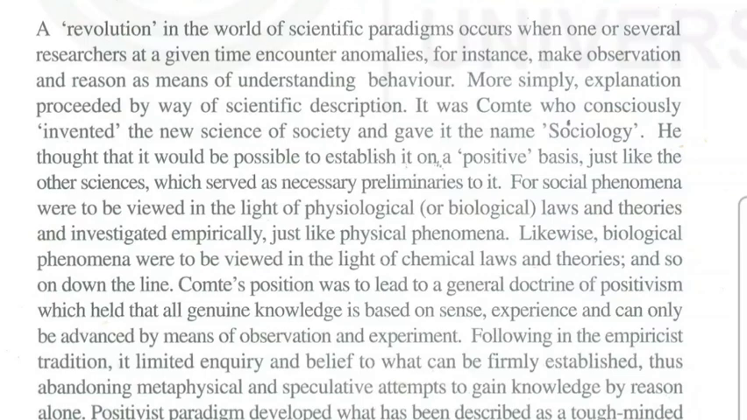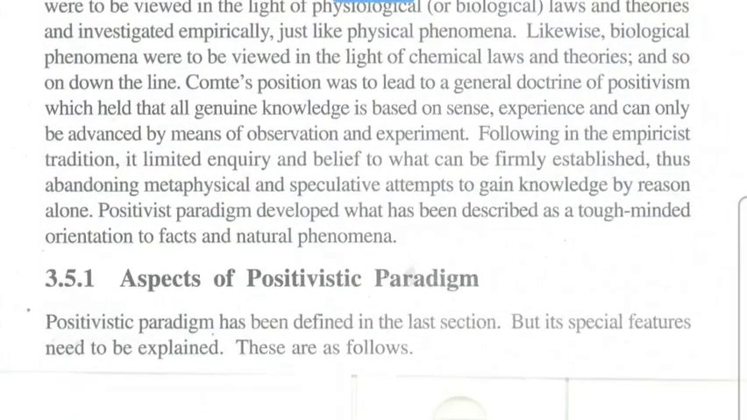It was Comte who consciously invented the new science of society and gave it the name sociology. He thought that it would be possible to establish it on a positive basis, just like the other sciences, which served as necessary preliminaries to it. For social phenomena were to be viewed in the light of physiological or biological laws and theories, and investigated empirically, just like physical phenomena. Likewise, biological phenomena were to be viewed in the light of chemical laws and theories, and so on down the line.